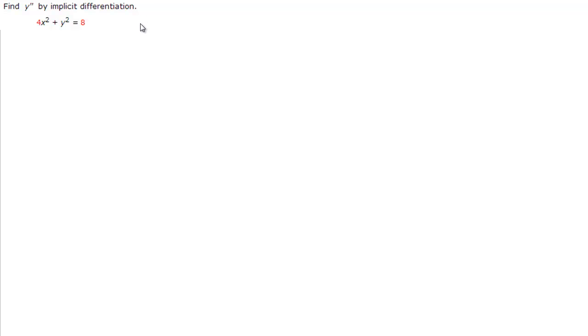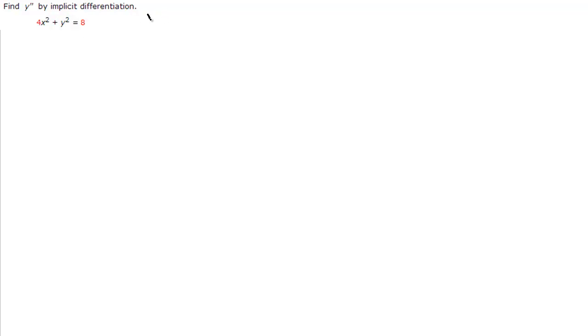In this example, we're going to look at how to take implicit differentiation twice. It's going to require some substitutions in the end in order to get our answer in the most simplified way it can be. Okay, so the first thing we're going to do, since we're trying to get y double prime, is to just figure out what y prime is.